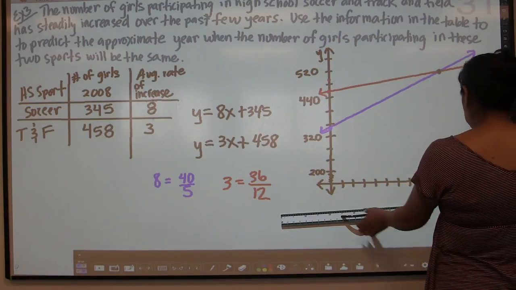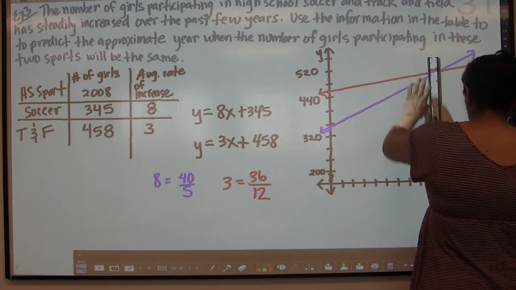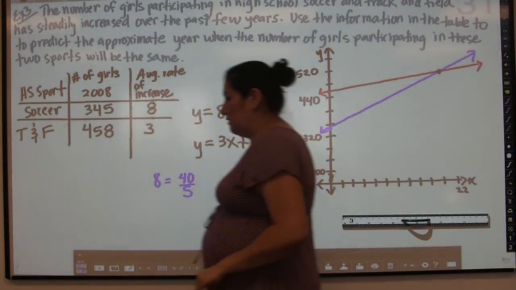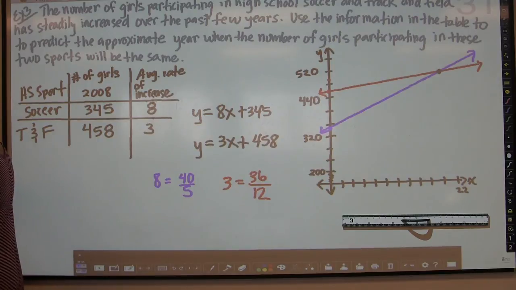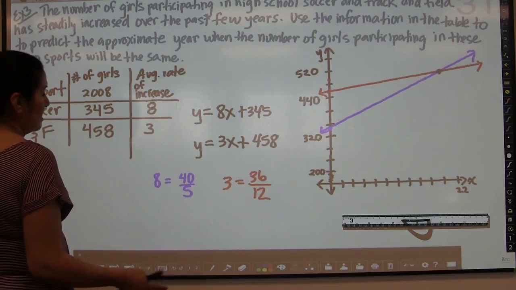It looks like, there's my point. It looks like it's right around 20, a little bit before that. So let me double check that. So 20 years. So if it's 20 years, that's the approximate.